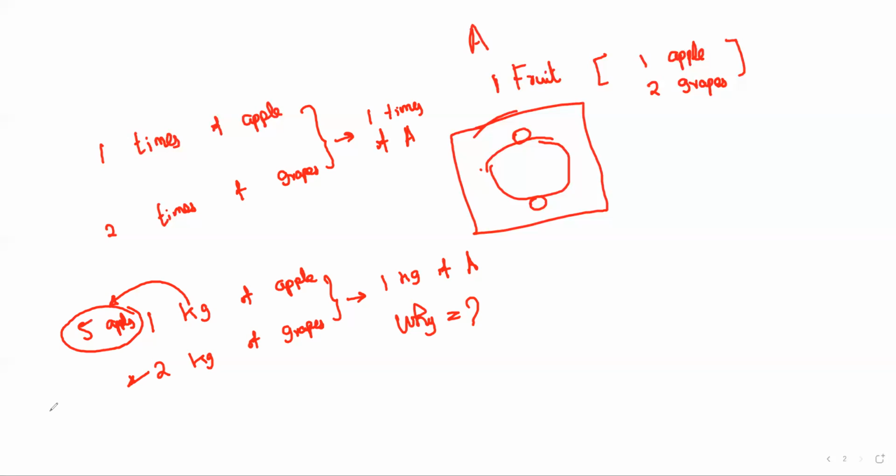Similar to that, in 1 kg of grapes, how many grapes will be there? We know the size of a grape is very small, so let it be 100. So in 2 kg, it may be 200. If you take 2 kg of grapes, that means you have 200 grapes. So to react with the 200 grapes, how many apples do you require?